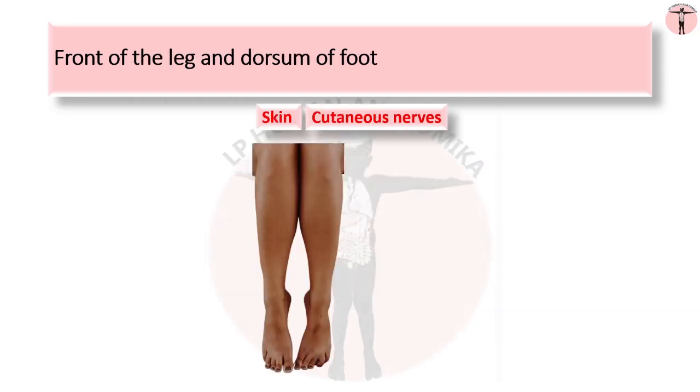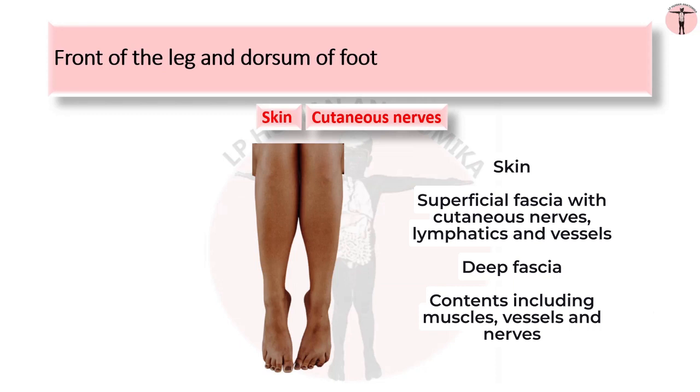Let us discuss in detail the structures in front of leg and dorsum of foot from superficial to deep. The layers from superficial to deep are the cutaneous nerves and veins, supplying skin and superficial fascia, lymphatics, deep fascia, contents including muscles, nerves and vessels.